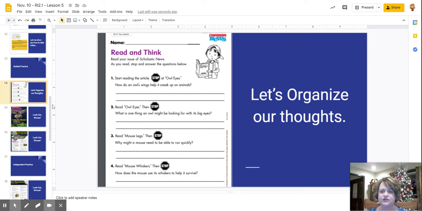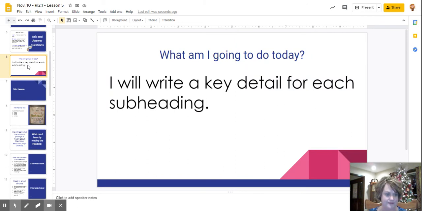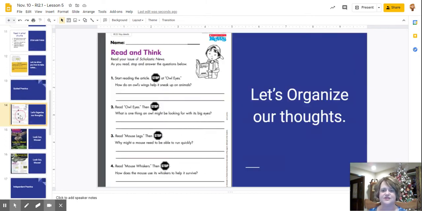Now, if we look back at our learning target, it says, I need to write a key detail for each subheading. Well, I'm helping you with this. This is not something you have to do on your own because using this organizer, you are going to be accomplishing this learning target today. So if you look at the organizer, it says start reading the article and stop at owl eyes. So it means start reading at the top, and then when you get to owl eyes, stop. So don't read that yet. And then we have a question. So we're going to be able to read under those headings.